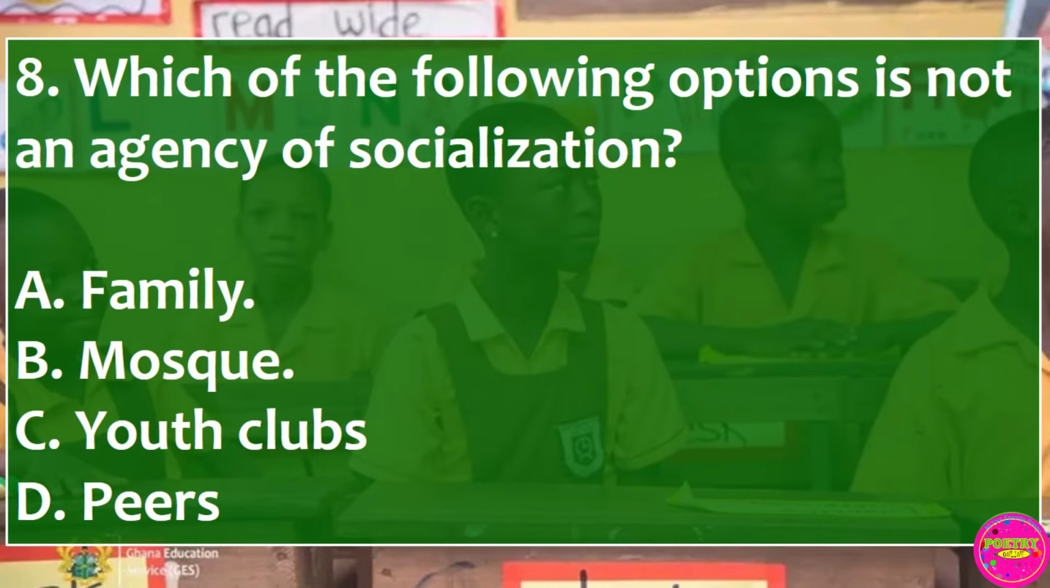Question 8. Which of the following options is not an agency of socialization? A. Family, B. Mosques, C. Youth clubs, D. Peers. The correct answer to this question is D. Peers.